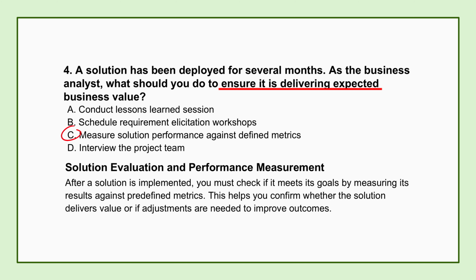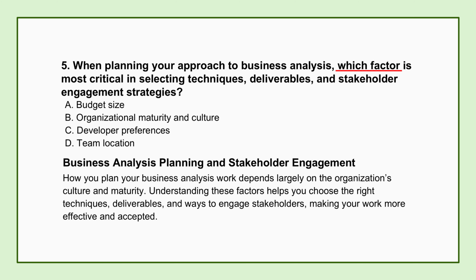Gotcha. Okay, last question for this dive. What's the most critical factor when you're planning your whole business analysis approach? Choosing techniques, deliverables, how you engage stakeholders. The big picture planning. What does the guide say is most critical? Organizational maturity and culture. Yes, the context. The explanation is pretty clear. How the company actually worked, its habits, structure, decision-making style, its history with change, heavily influences what BA approach will even be viable, let alone effective.